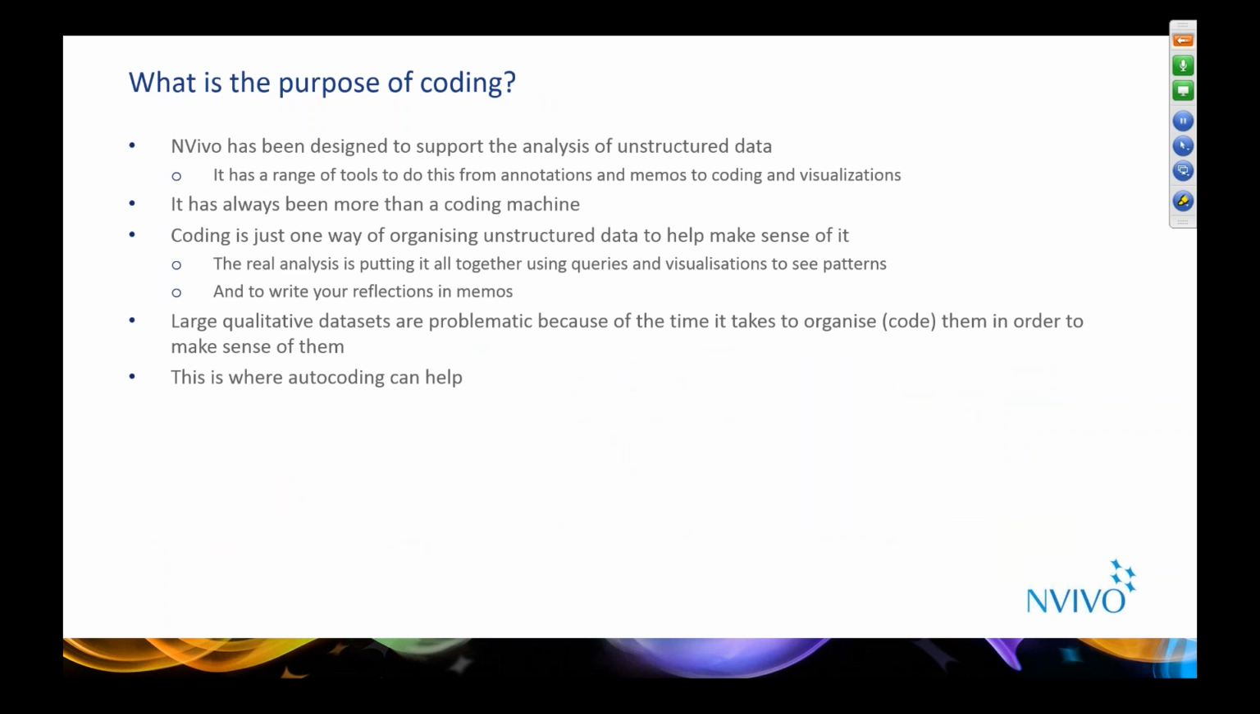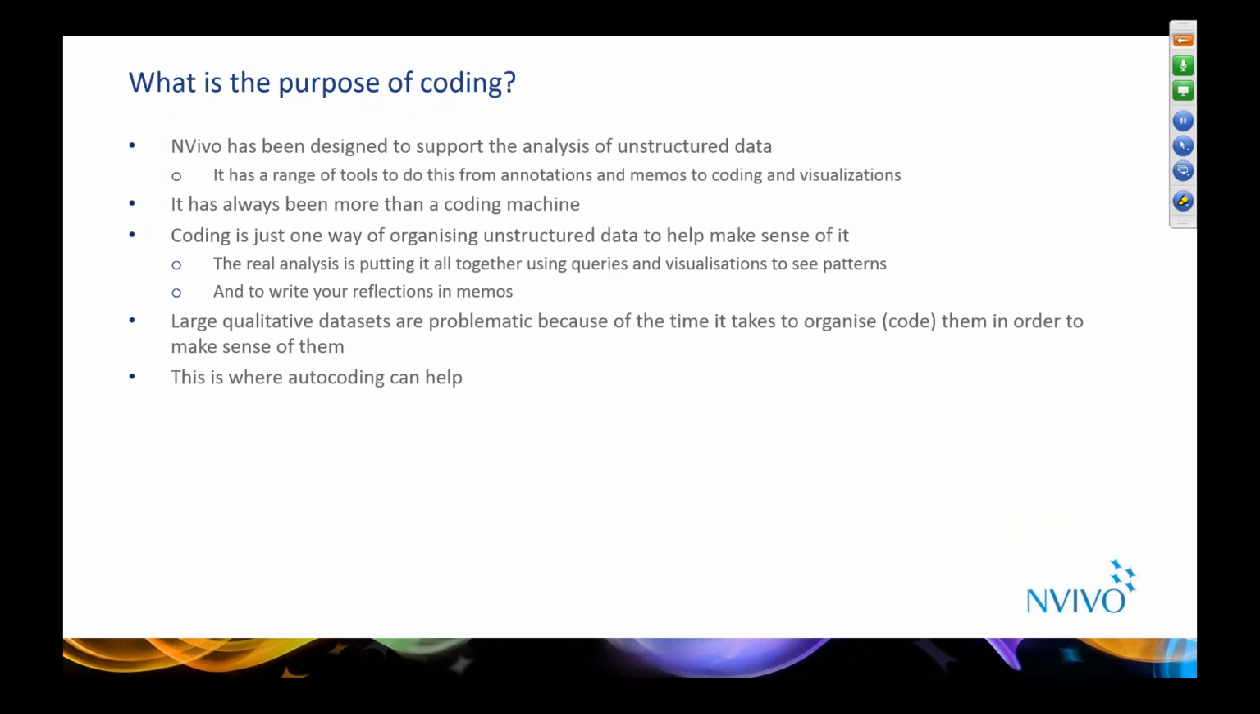But I want to first start by saying, well, what is the purpose of coding? NVivo has been designed to support the analysis of completely unstructured data, and it has a range of tools to do this, from annotations and memos to coding and visualizations, a whole range of queries to help you look at patterns. So it's always been more than a coding machine.